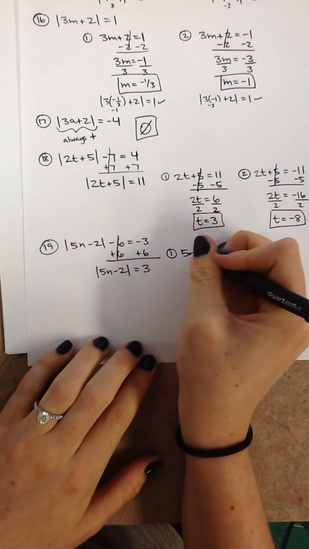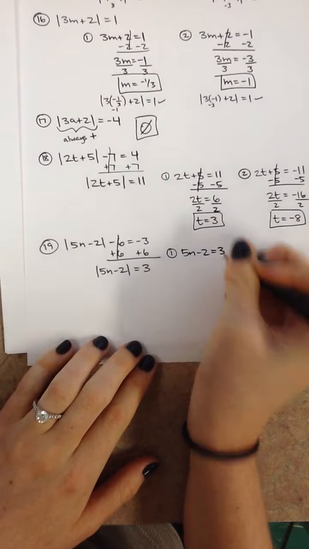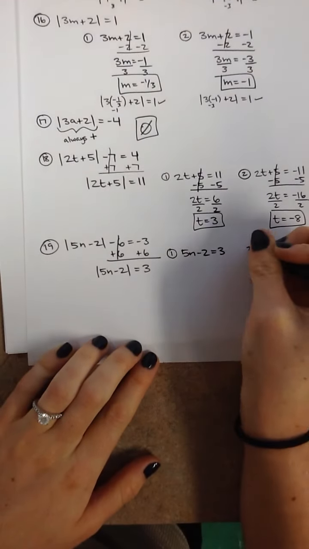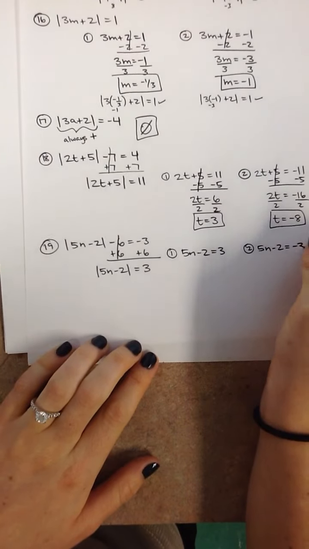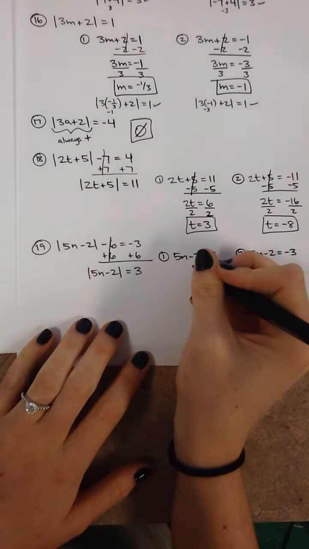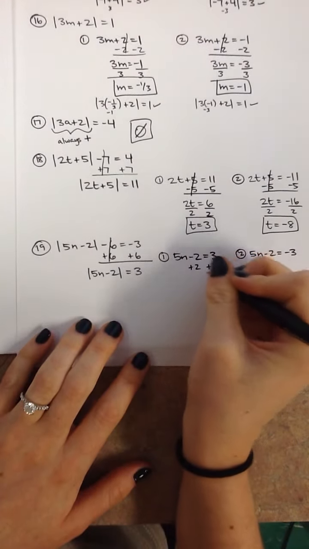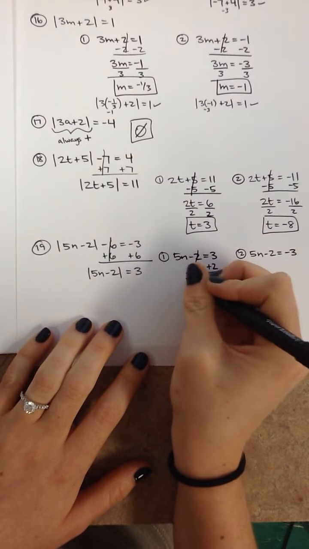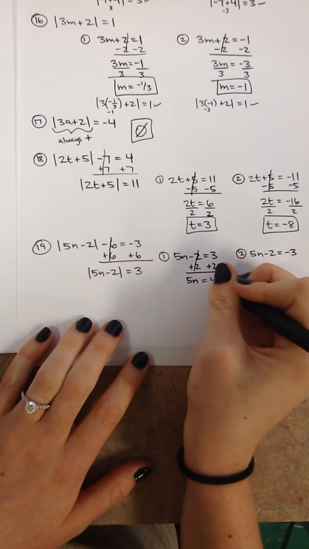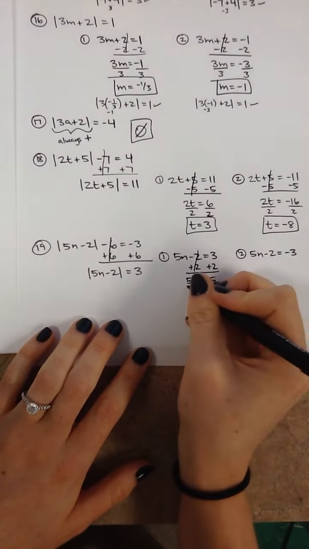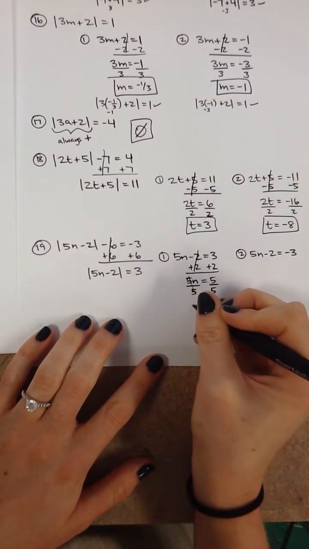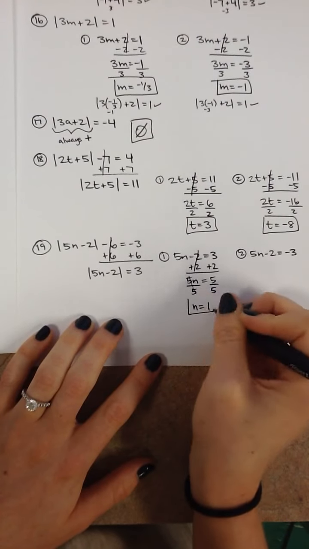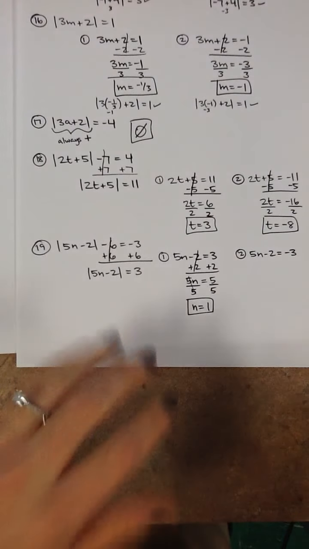We take the stuff from inside the absolute value. We set it equal to 3. We take the stuff inside the absolute value, and we set it equal to negative 3. So here, when I add 2 to both sides, I'm left with a 5n on the left, gives me 5 on the right. Divide both sides by 5. These cancel. So I have just an n equals 1. That's 5 over 5. That's my first answer.